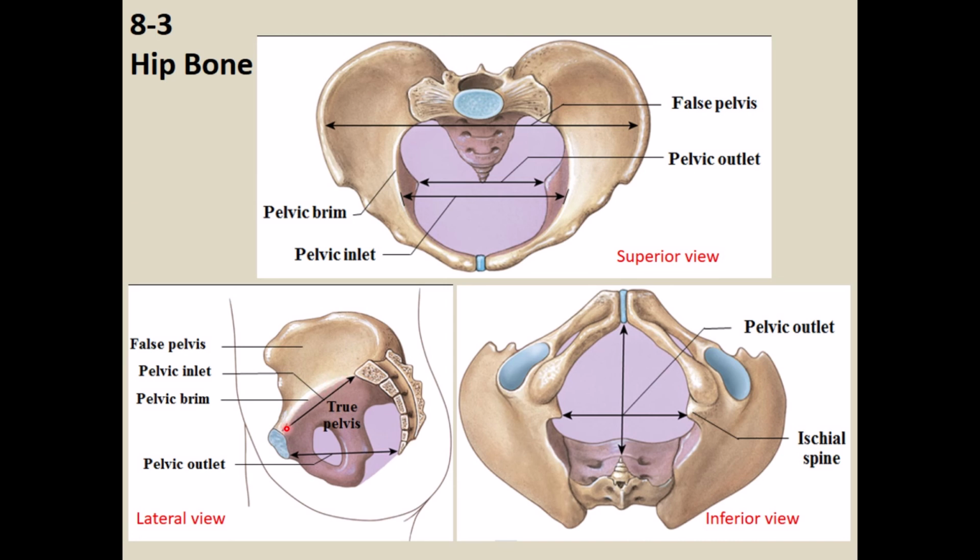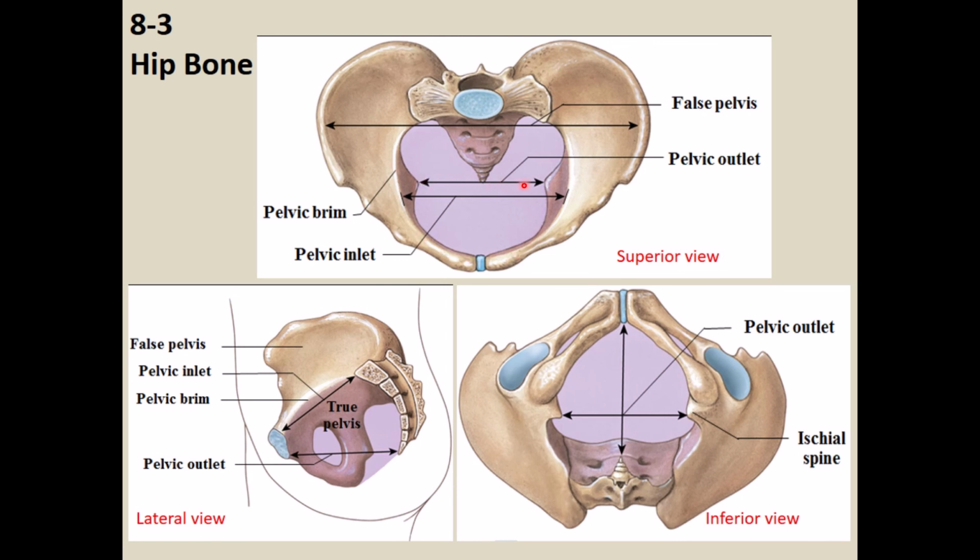So above this line, this is the false pelvis. Below this line, this is the true pelvis. And the lower part of the true pelvis is here, between the lower edge of the pubic symphysis all the way to the coccyx. And this area that you see, this is the pelvic inlet. Okay, so this is the pelvic inlet because the head of the baby is entering the birth canal. So this is why it's called inlet.